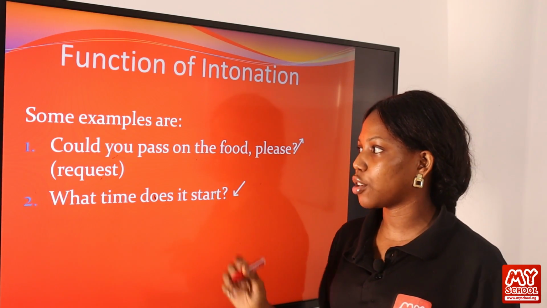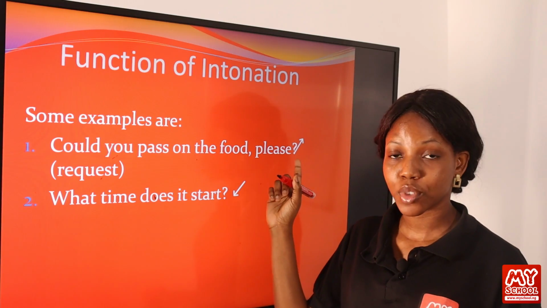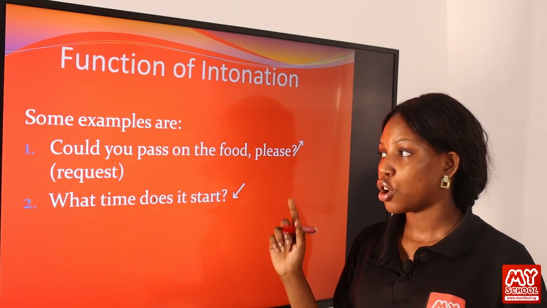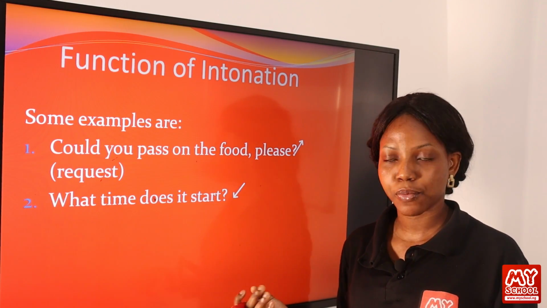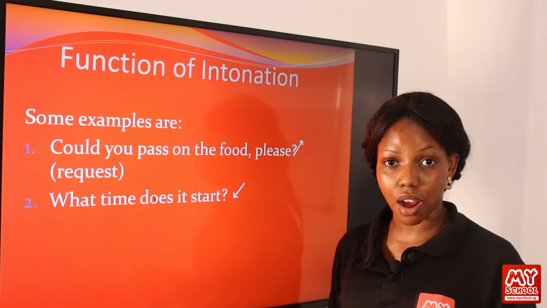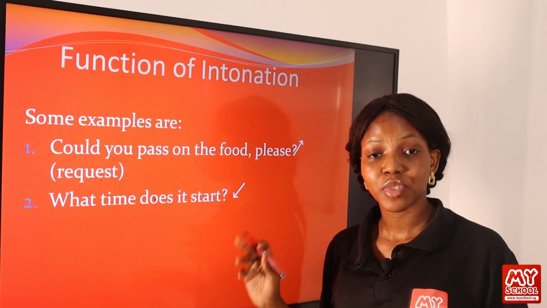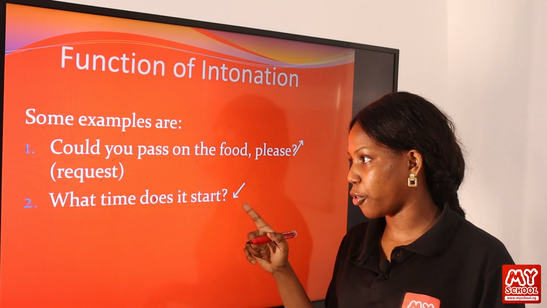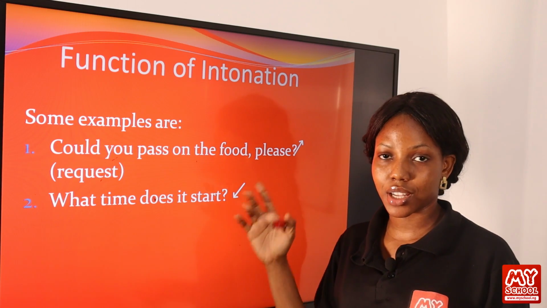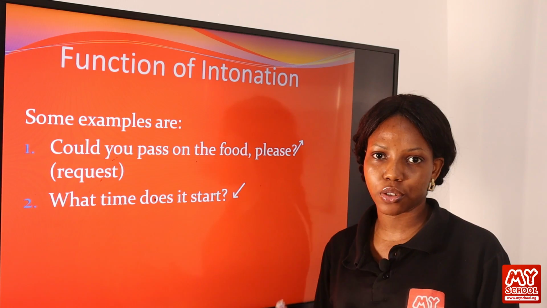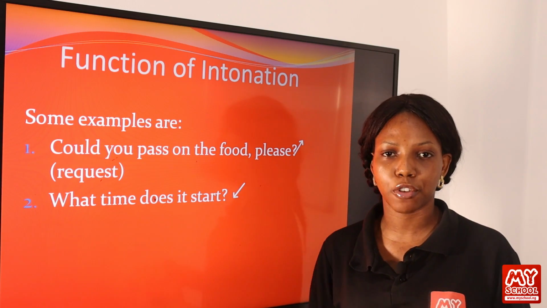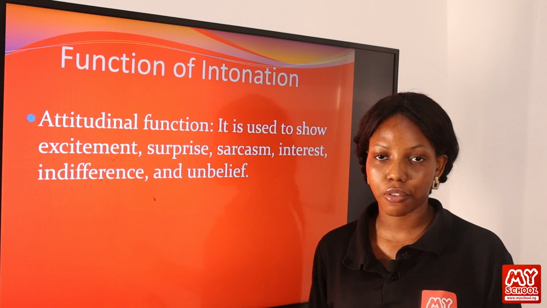So some examples are, could you pass on the food please? So this is a request and you can see it going up. Could you pass on the food please? Okay, what time does it start? What time does it start? So this is going down, this is falling, and this is rising. So you can see examples. We'll explore more examples before the end of today's video. So let's look at the next function, which is the attitudinal function.